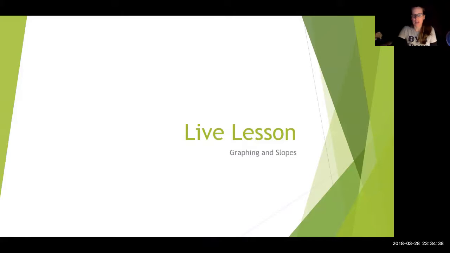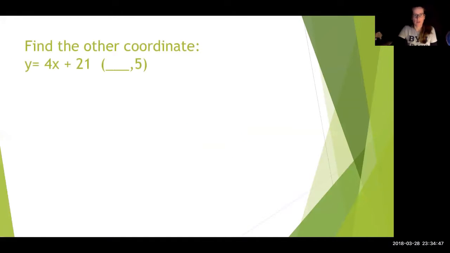These aren't the exact problems from the test. I changed them a little, but it's the same idea. So we're just going to jump right into it. Our first one here is to find the other coordinate. So remember, coordinates have an x and then a y.